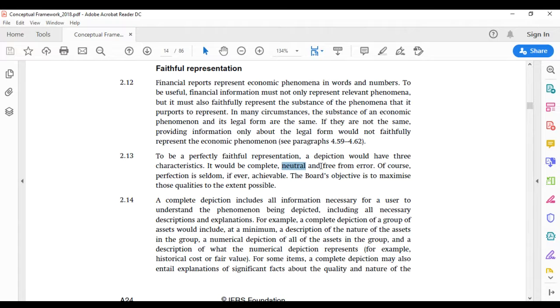And then it should be free from error. Now, the free from error is quite a contentious issue, because as we know, financial statements very often contain estimates. For instance, when we provide depreciation in the case of property, plant, and equipment, we have to estimate the amount that we can sell it for at the end, which we call the residual value. It's an estimate. We cannot definitely say that in 5 years' time we're going to be able to sell it for 20,000 Rand.